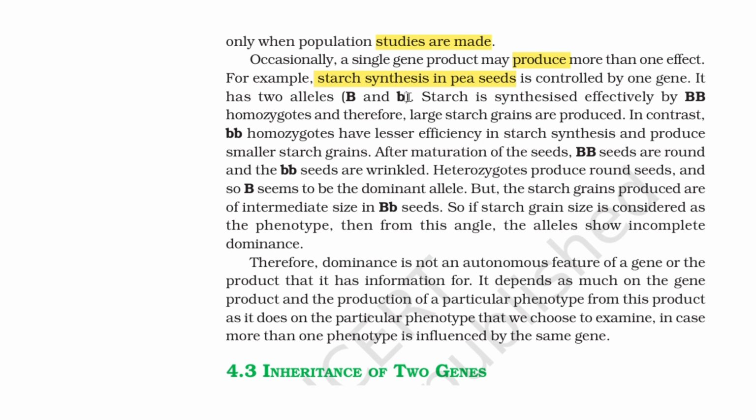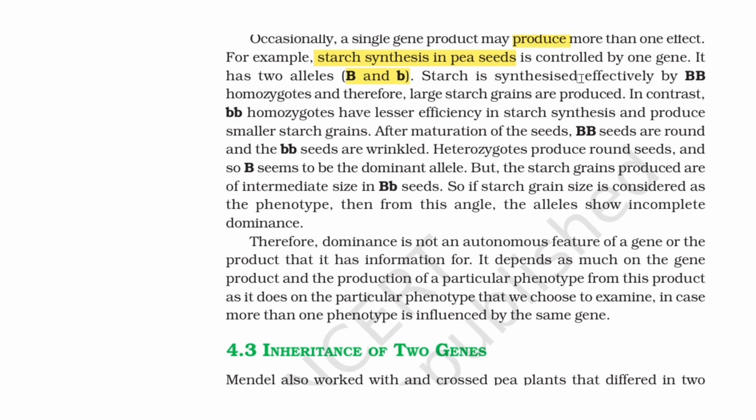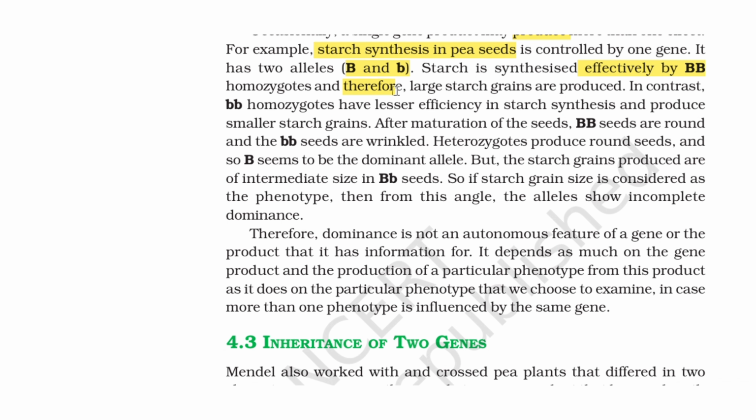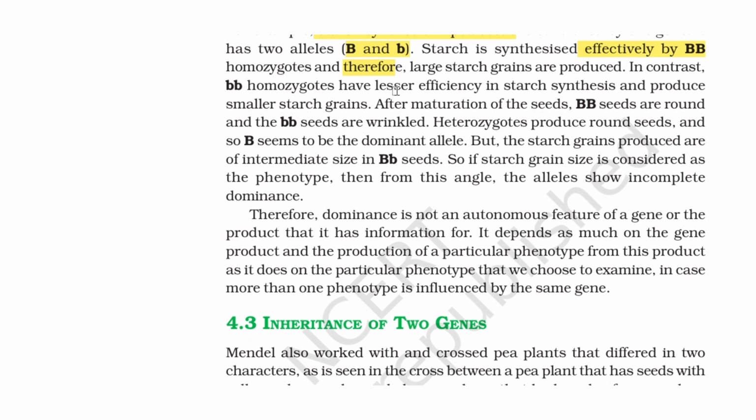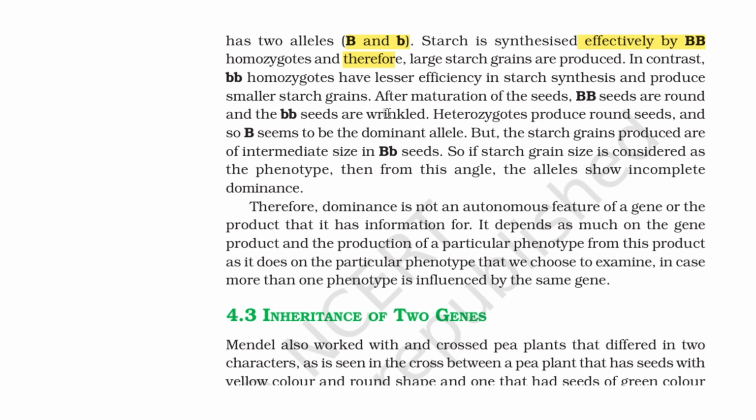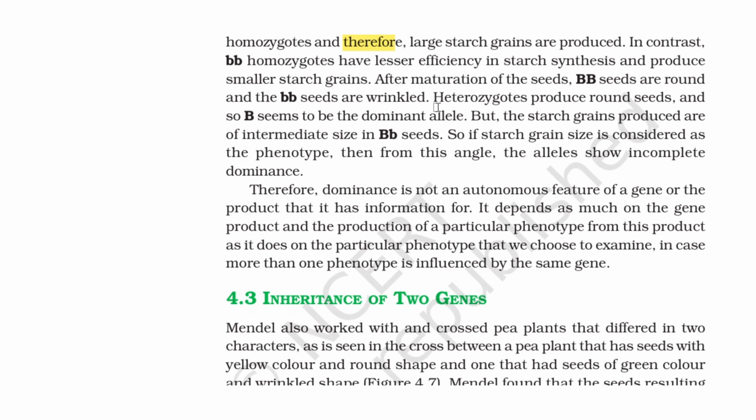Starch is synthesized effectively by BB homozygotes, and therefore, large starch grains are produced. In contrast, bb homozygotes have lesser efficiency in starch synthesis and produce smaller starch grains. After maturation of the seeds, BB seeds are round and bb seeds are wrinkled. Heterozygotes produce round seeds, and so B seems to be the dominant allele.